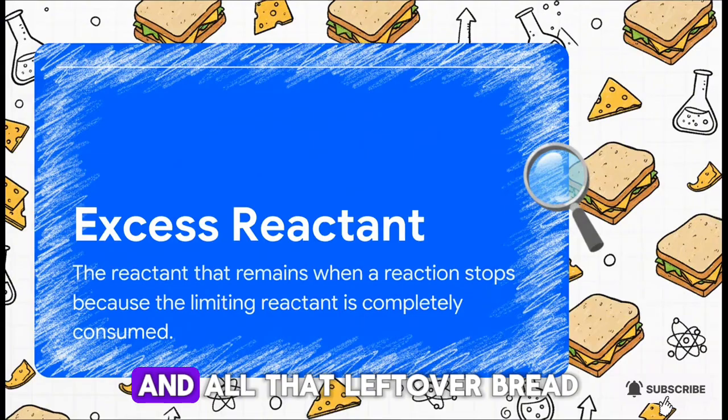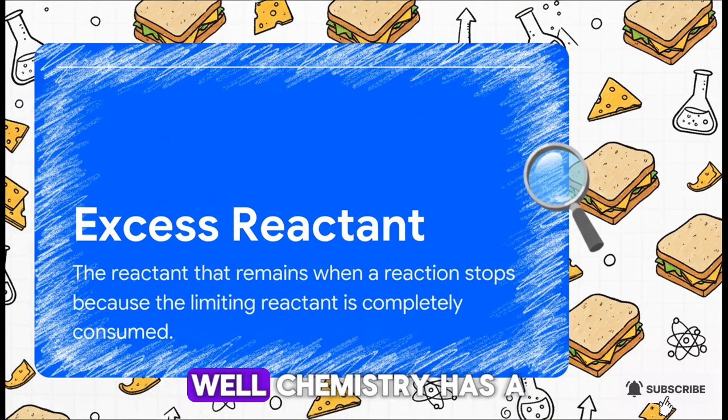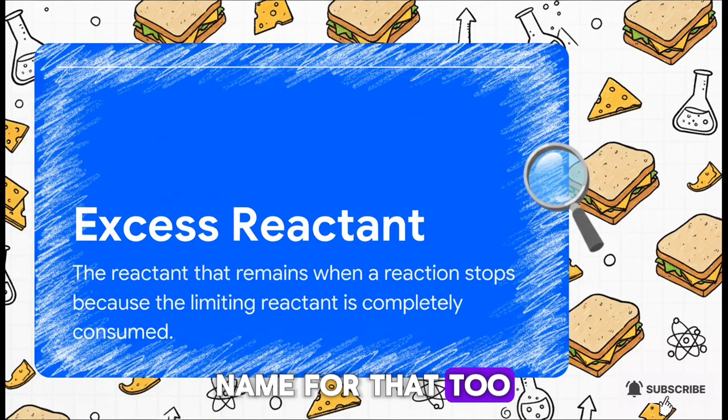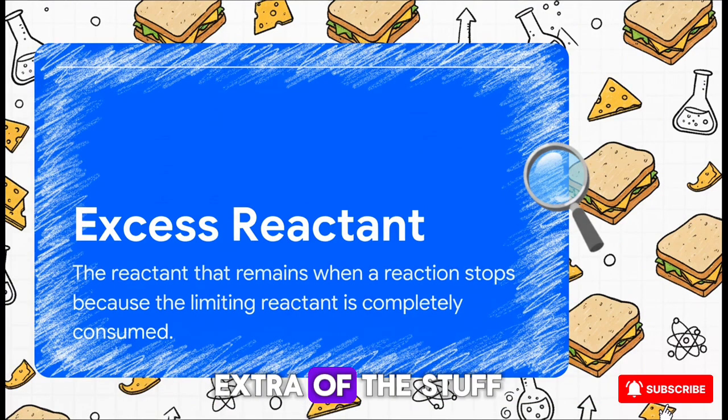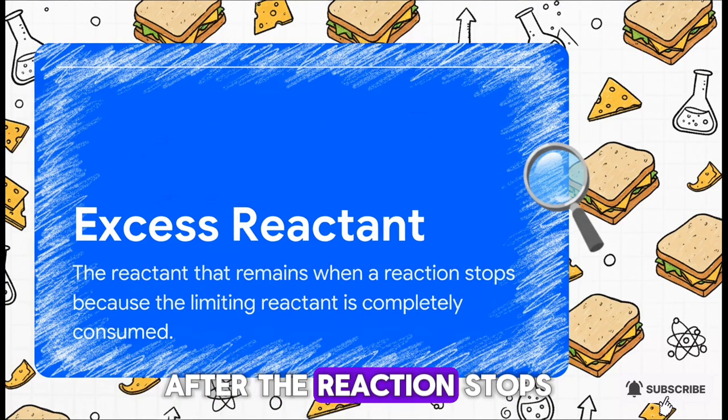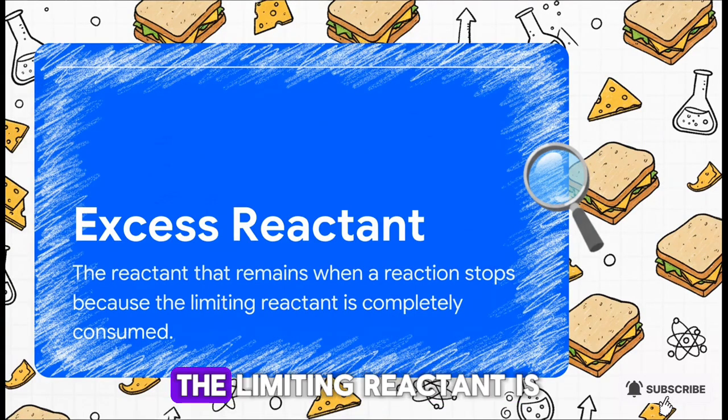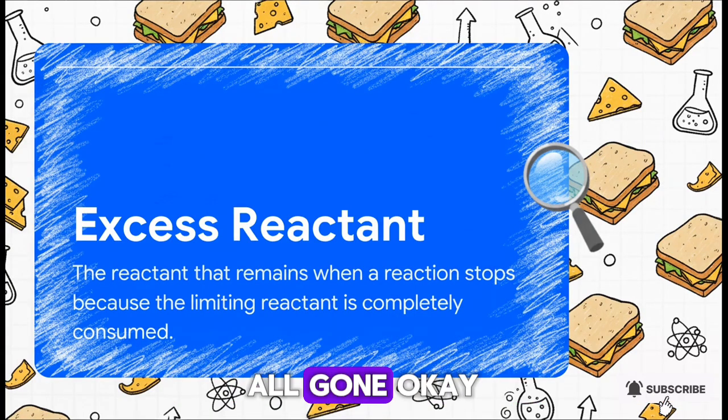Just like our cheese, it effectively stops the reaction and puts a hard cap on how much product you can form. And all that leftover bread? Well, chemistry has a name for that too. It's called the excess reactant. It's all the stuff you have extra of, the stuff that's just kind of sitting around after the reaction stops because its partner, the limiting reactant, is all gone.